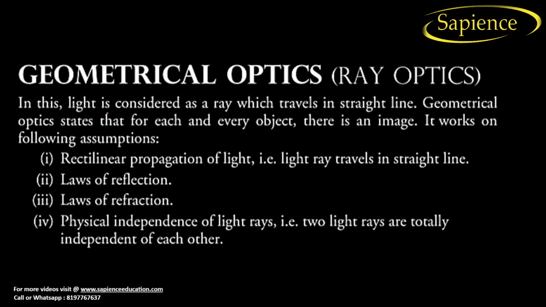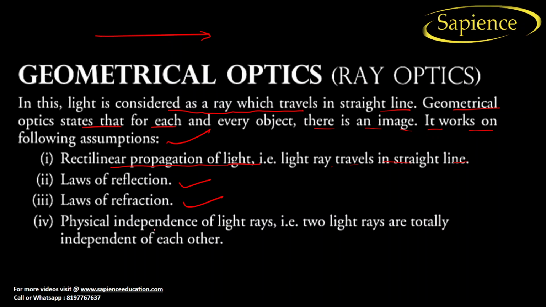As we have already discussed, light is considered as a ray which travels in a straight line. Geometrical optics states that for each and every object there is an image. It works on the following assumptions. First is rectilinear propagation of light, that is, light rays travel in a straight line. Next are the laws of reflection. We will also study the laws of refraction.